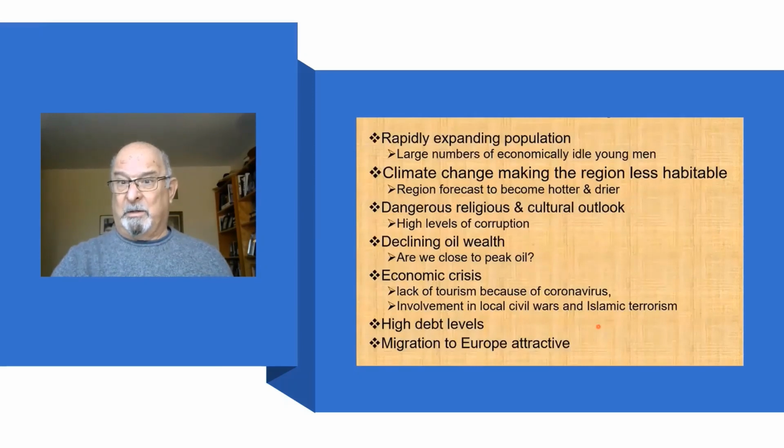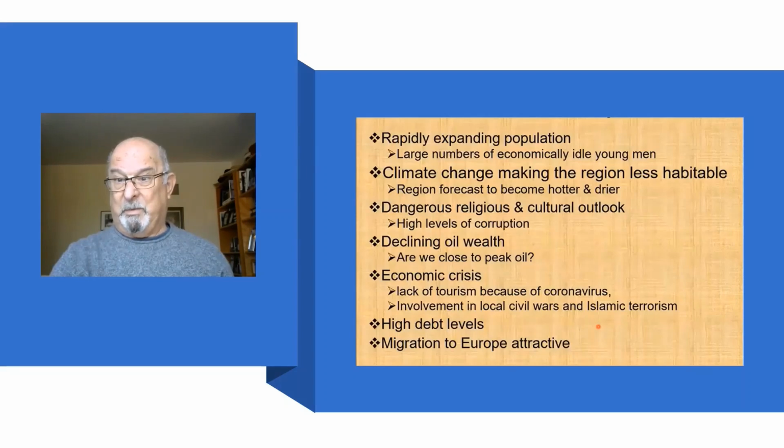So let's summarize. Where are we in the Middle East? We have a rapidly expanding population, large numbers of economically idle young men. This is a tinderbox. We have climate change making the region less habitable. This foreshadows potential catastrophes, with the region forecast to become hotter and drier. Dangerous religious and cultural outlook, high levels of corruption in the existing regimes, declining oil wealth.